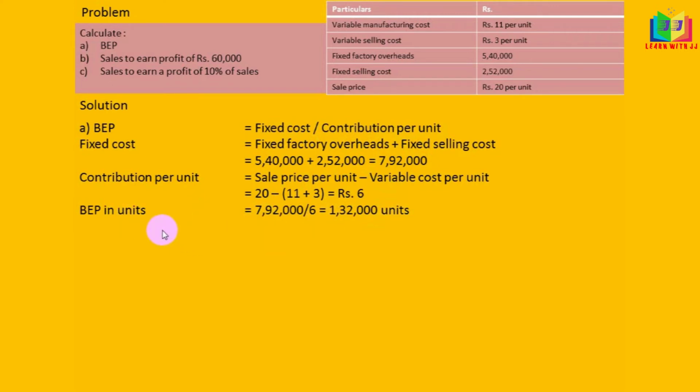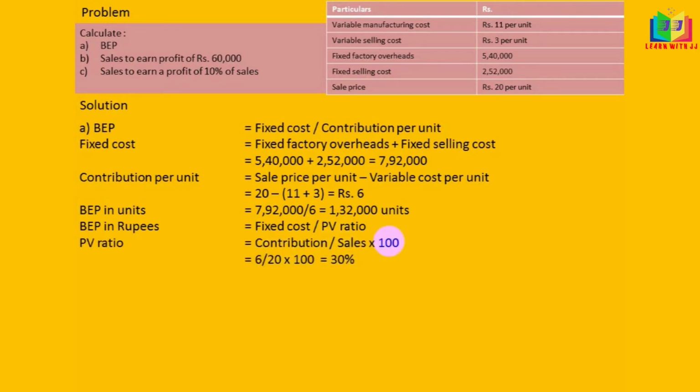Now we can find it in rupees. The formula is fixed cost divided by PV ratio. Here we have to find the PV ratio. PV ratio is nothing but contribution by sales into 100. Here the contribution we found is 6 and sales is 20, which is given. If we do that, we'll get 30% as the PV ratio. So we can substitute in the formula to get the break even point in rupees: 7,92,000 divided by 30% gives 26,40,000 rupees. This is the break even point in rupees.